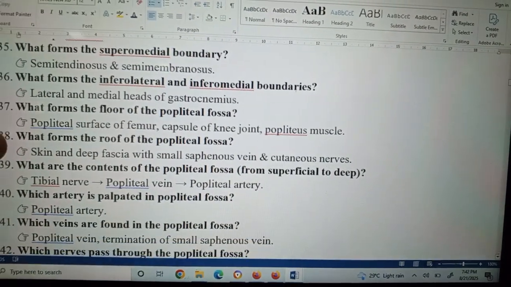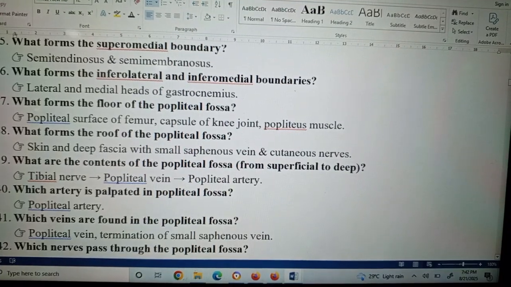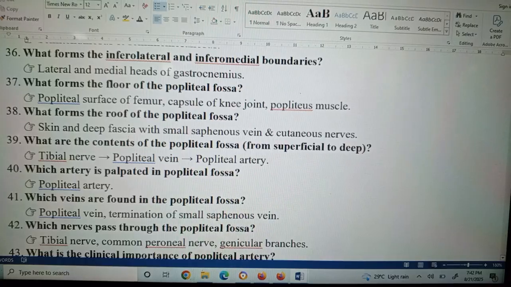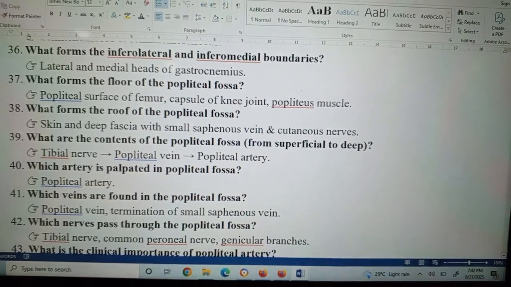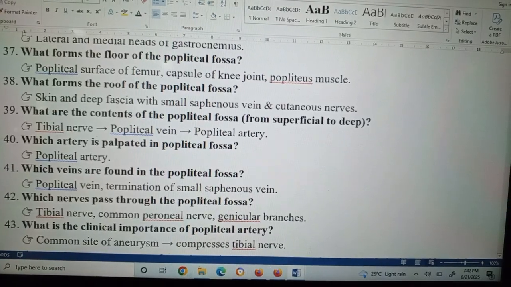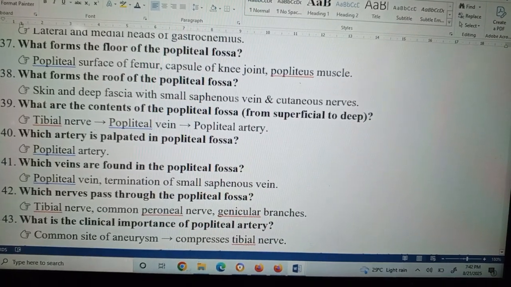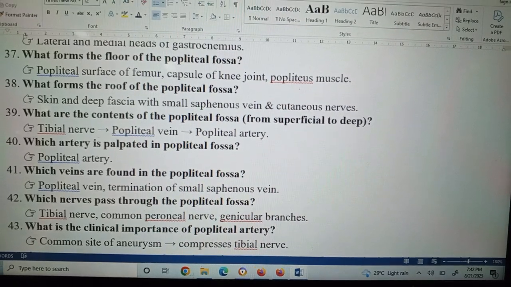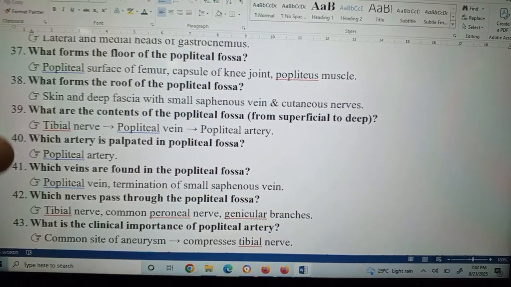What forms the floor of the popliteal fossa? The popliteal surface of the femur, the capsule of the knee joint and the popliteus muscle. What forms the roof of the popliteal fossa? Skin and deep fascia with the small saphenous vein and cutaneous nerves. What are the contents of the popliteal fossa? Popliteal artery, popliteal vein and tibial nerve, not the popliteal nerve. Please do not make such mistakes in the exam.